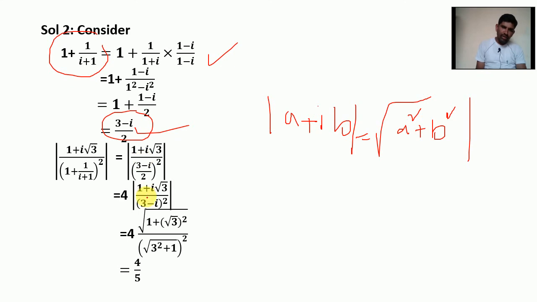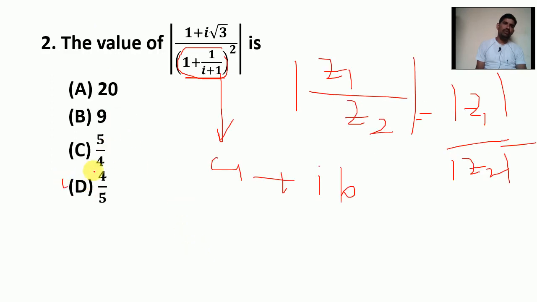So that's why under root of 1 square plus root 3 whole square. Again in the denominator, under root of 3 square plus 1 square. There is already a whole square, so the square root gets cancelled. The result is 4 by 5. Which option is this? Yes, 4 by 5 is the last option.